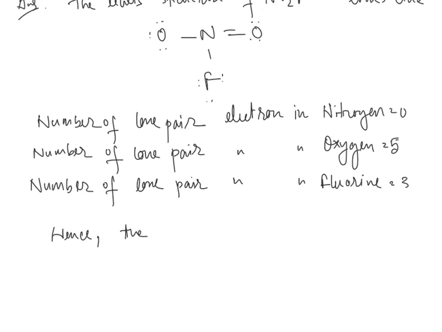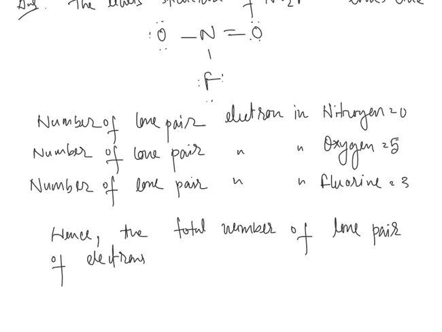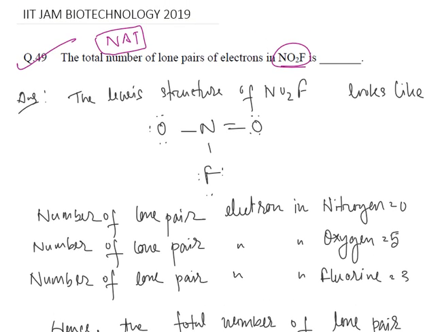Hence the total number of lone pair of electrons in NO2F is 8. That is 5 plus 3, 8. Okay, so the answer of this question is 8.